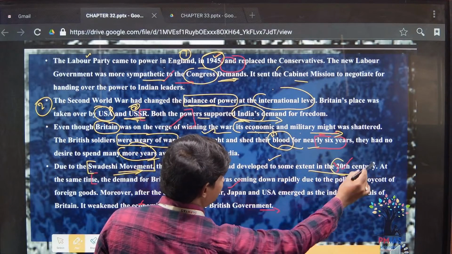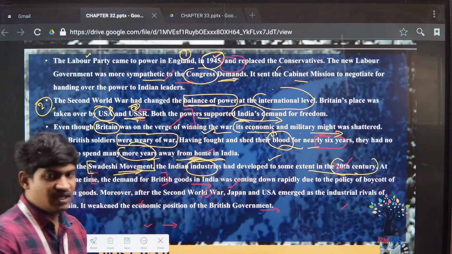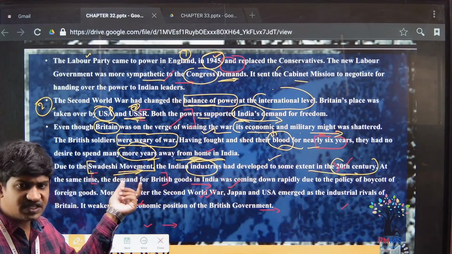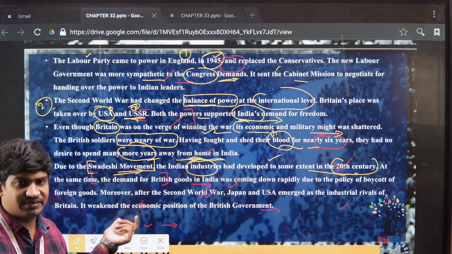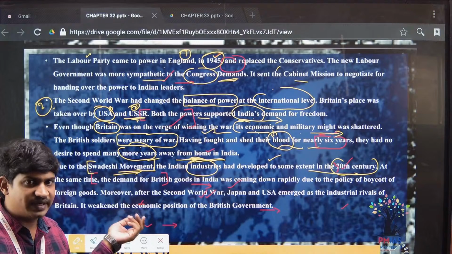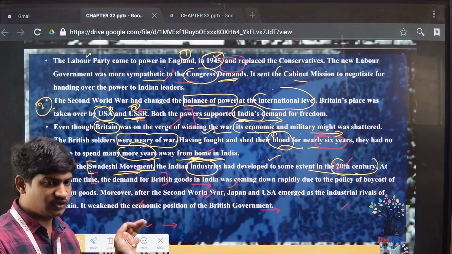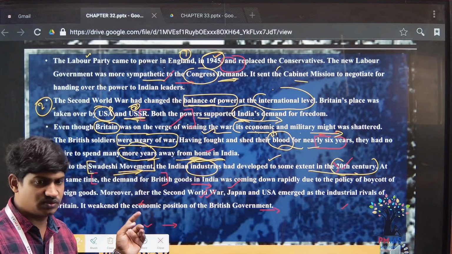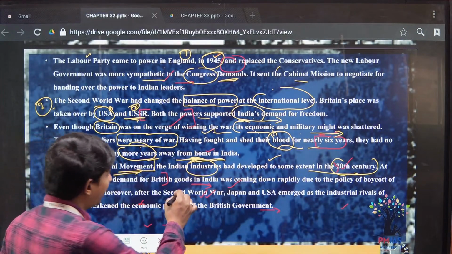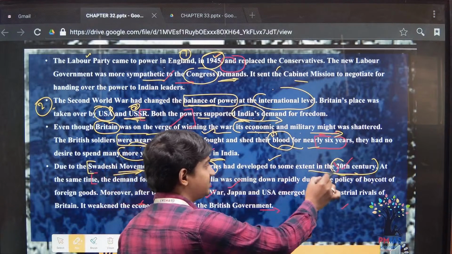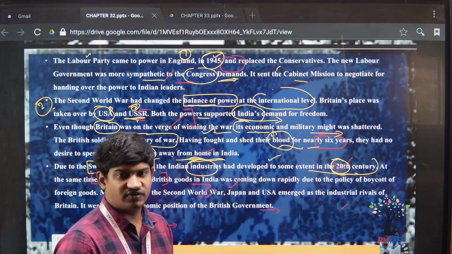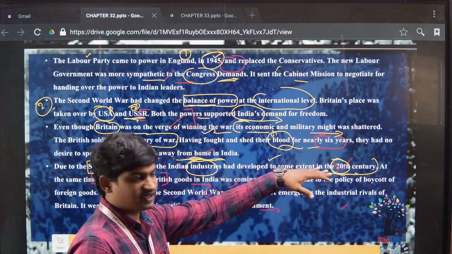When we look at the 20th century, the Swadeshi movement was launched for the first time in 1905, at the time of the partition of Bengal. We needed to boycott foreign goods, foreign liquors, schools, education, etc. And by the mid 20th century, that is the 1940s and 1950s, it was at its peak.